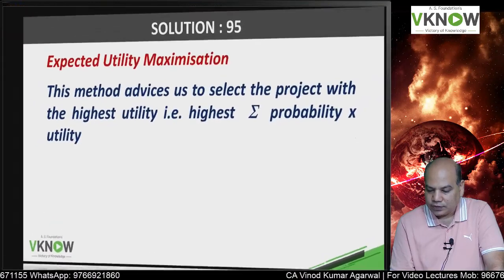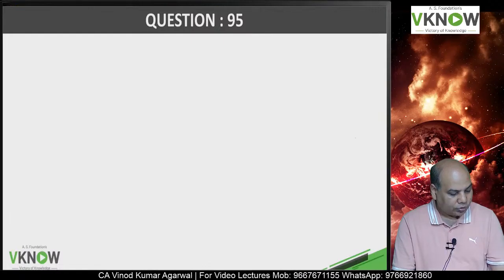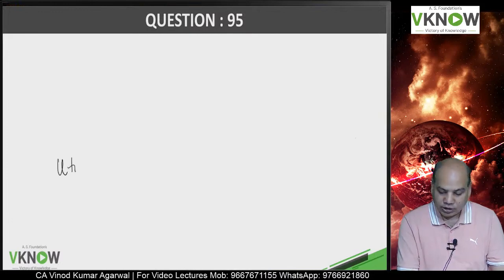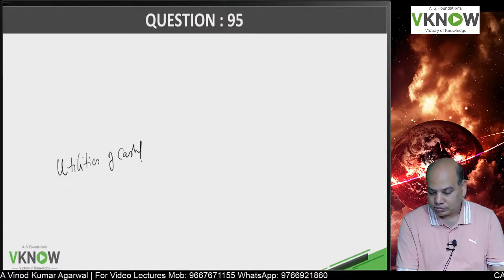So question number 95, I'll just read from the book because this question is not appearing on the screen. Keep the question paper or the booklet in front of you on capital budgeting. Jumble Consultancy Group has determined relative utilities of cash flows. So they have added one concept called utility of cash flow.